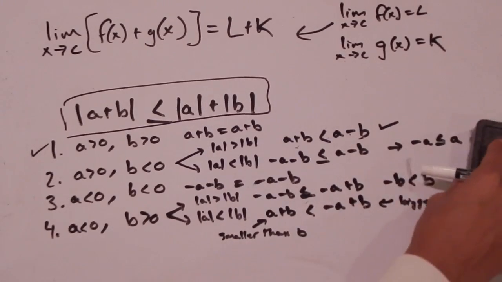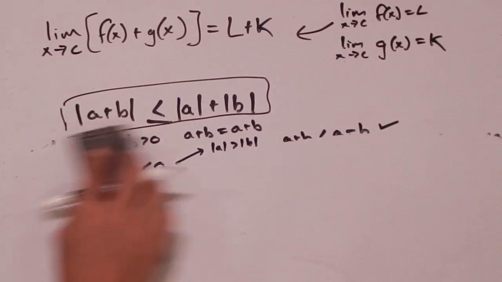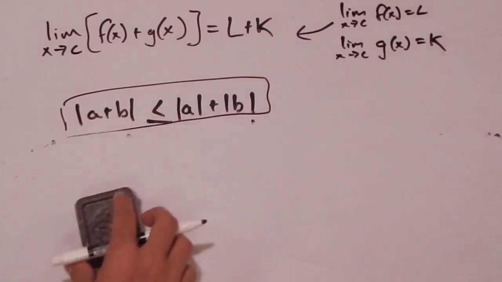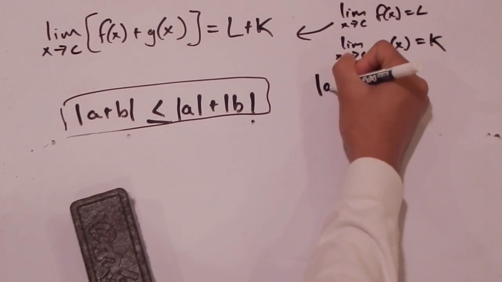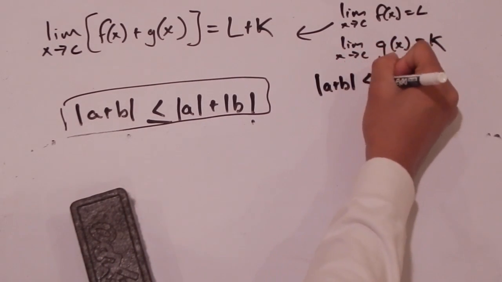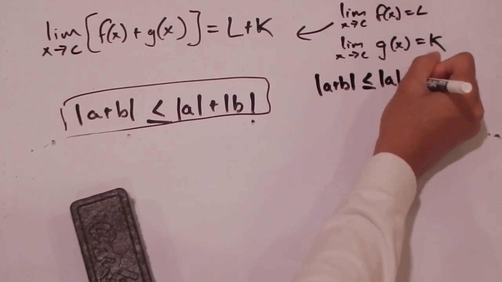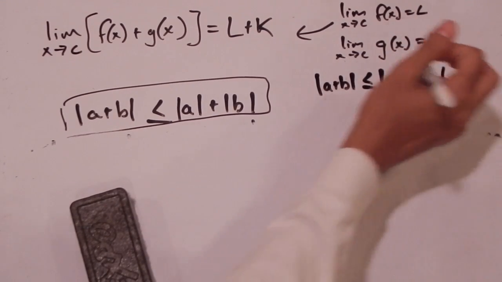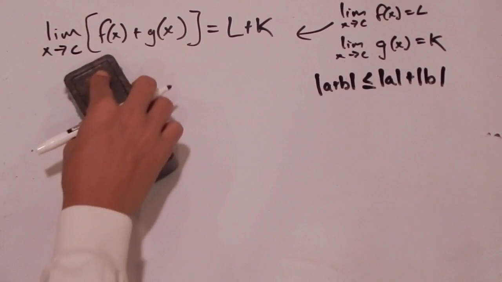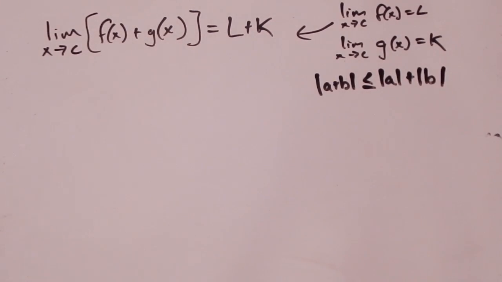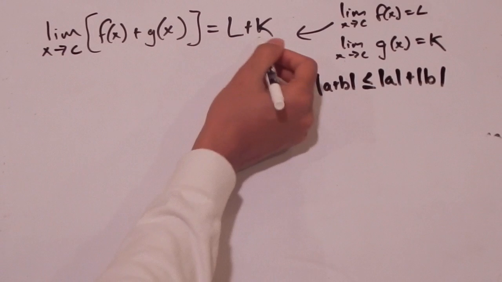So let me erase all this to make room for our limit proof. And I'm just going to write this inequality to the side. And this is something we know to be true, and we're going to use this in our proof. So let's start out with our proof for this statement right here.